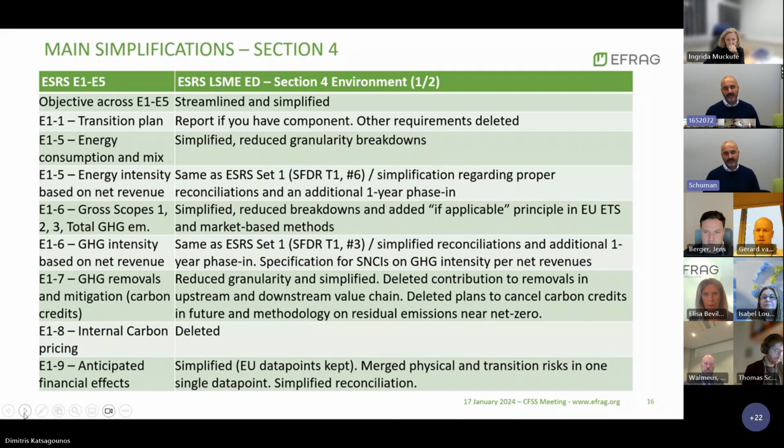We deleted the reference to the contribution to removals in upstream and downstream value chain. And we deleted the plans to cancel carbon credits in future and methodology of residual emission near to net zero. We deleted the DR related to internal carbon pricing compared to set 1, and in relation to anticipated financial effect, we simplified. So we kept only the EU data points, and we merged physical and transition risk in one single data point. Also for this DR, we simplified the reconciliation with the financial statement.